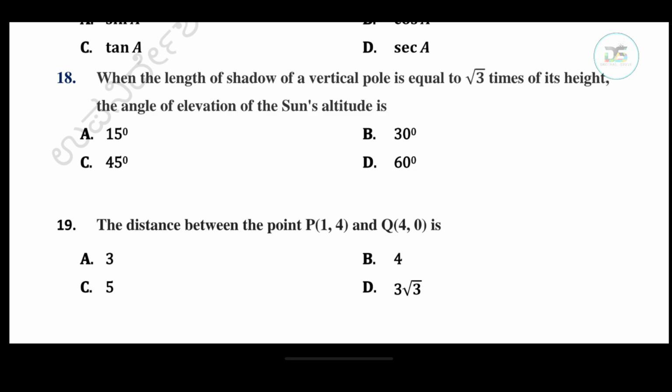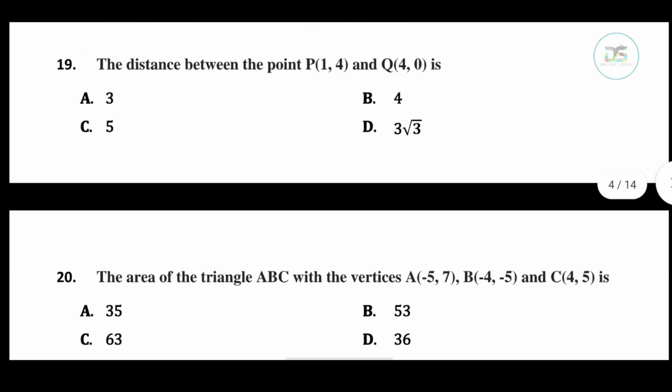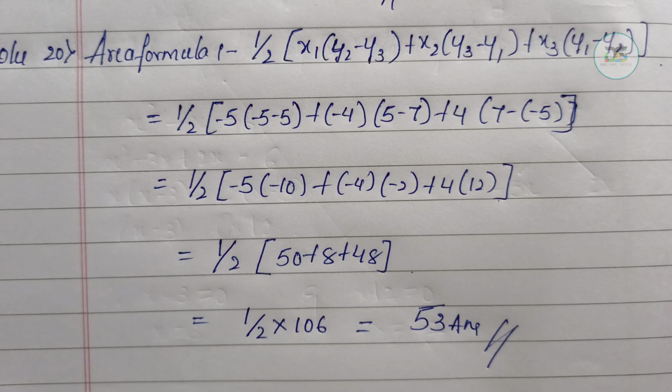Next question. The area of triangle ABC with the vertices A(−5, 7), B(−4, −5) and C(4, 5) is, options are 35, 53, 63, 36. So now let's see the solution. As we know, area formula is equal to half of [x1(y2 − y3) + x2(y3 − y1) + x3(y1 − y2)]. So putting the values in the formula, by solving it, we get half into 106, that is 53 is the right answer.